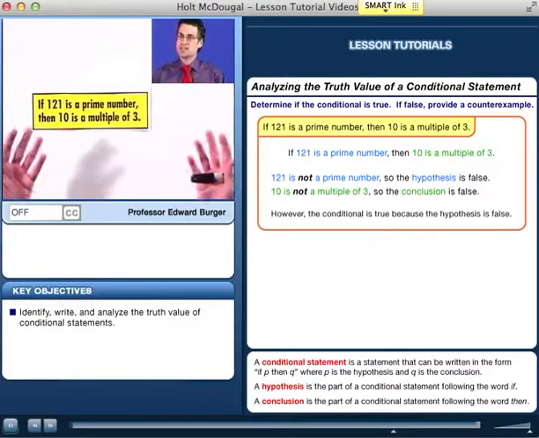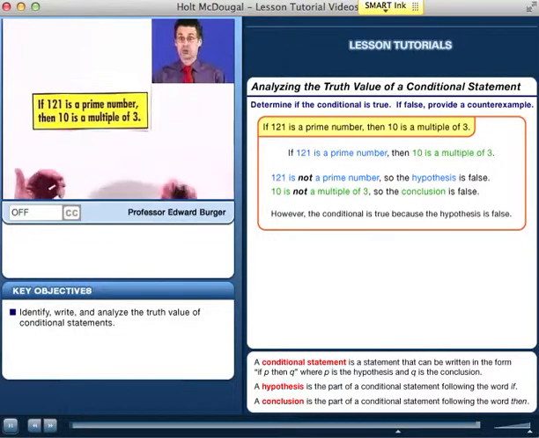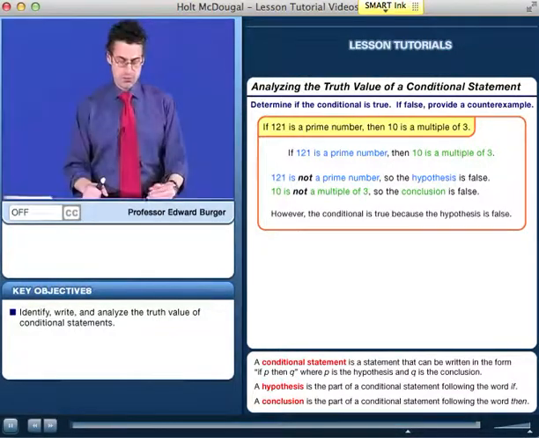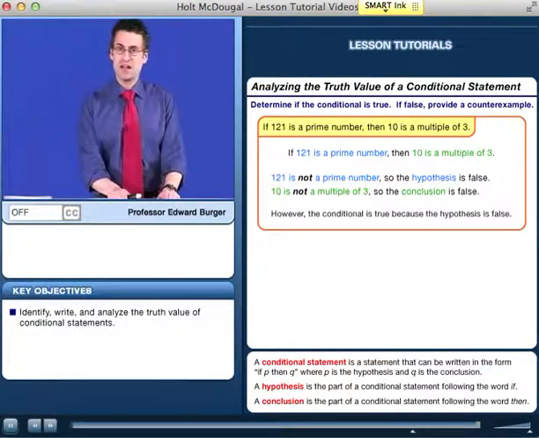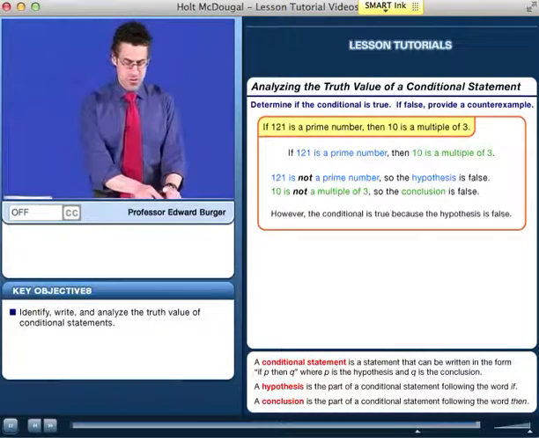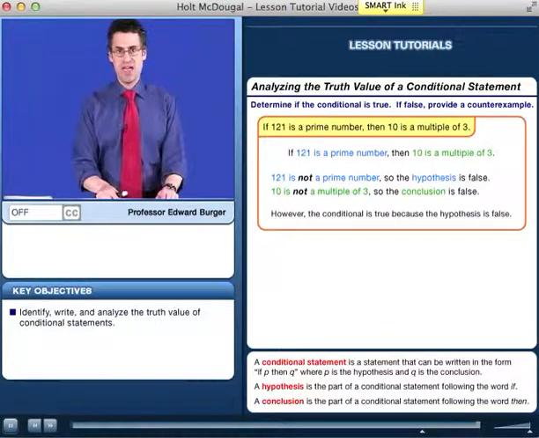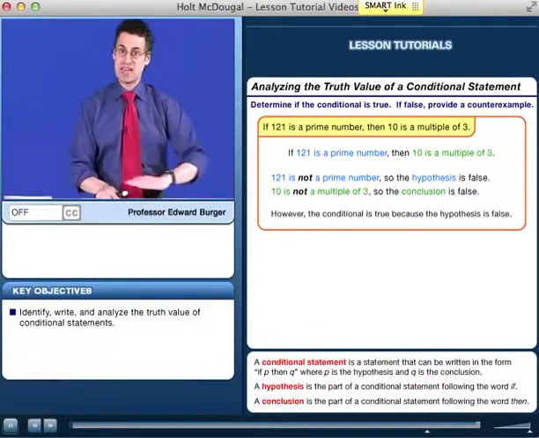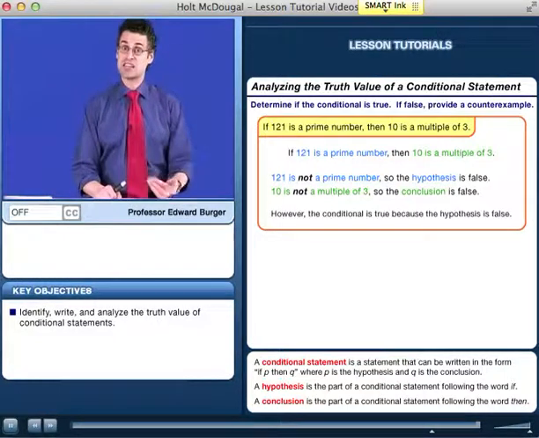It's true sort of by default because we don't even sort of get off the ground, if you will. Basically, if you have a conditional statement where you have if and then the thing that follows is false, then no matter what is written after the then, that entire statement, that conditional statement, is considered true.